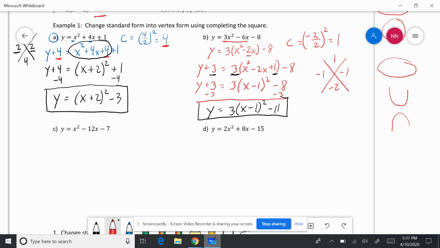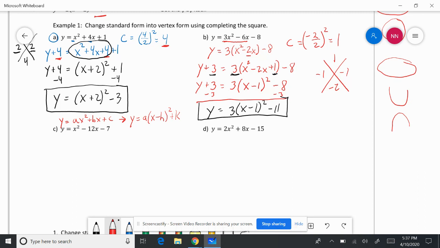We're going to continue to turn standard form into vertex form by completing the square. Standard form is our usual y equals ax squared plus bx plus c. Vertex form is y equals a times (x minus h) squared plus k. In the next lesson, we're going to be graphing this, but right now we're just going to get it into this form.